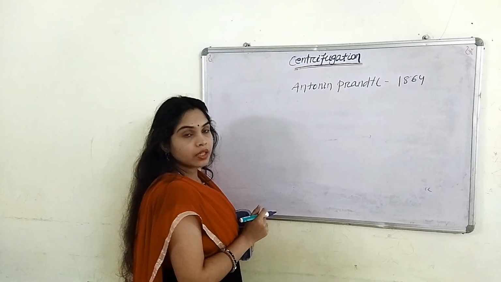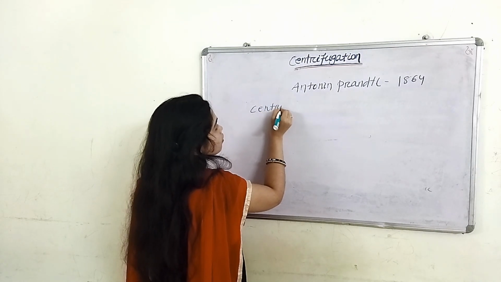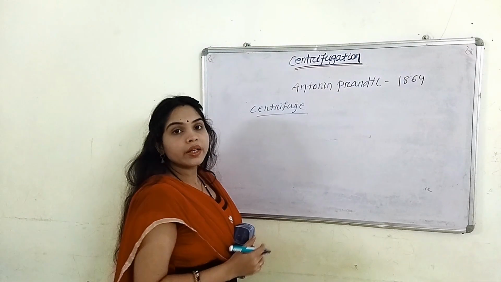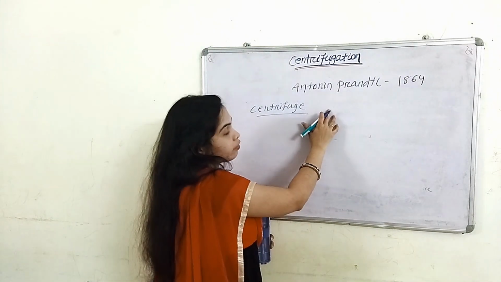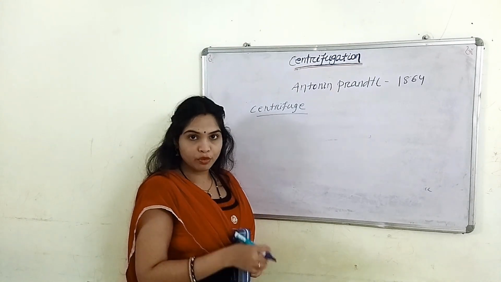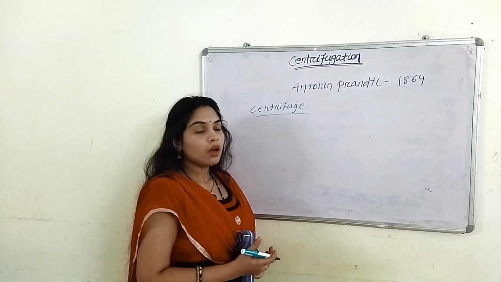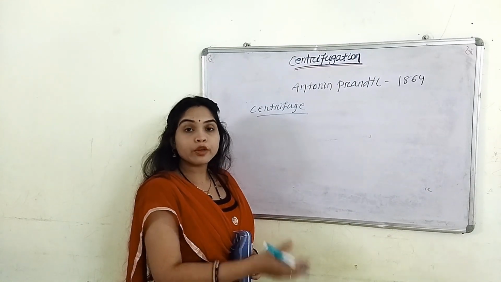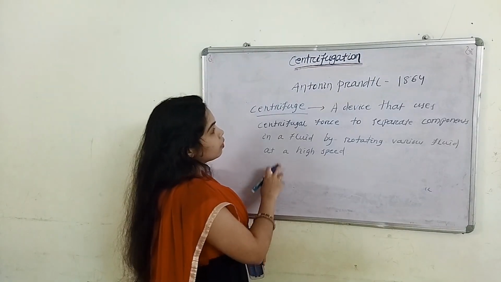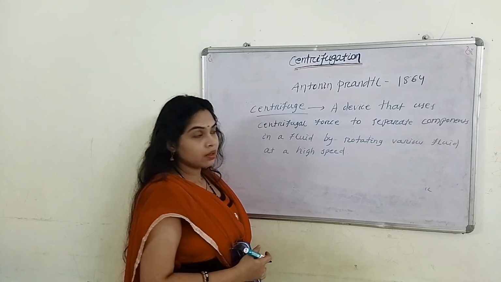Centrifuge. For the process of centrifugation, the device which is used is called a centrifuge. A centrifuge is a device that uses centrifugal force to separate different components in a fluid by rotating the fluid at a very high speed. What happens in a centrifuge?